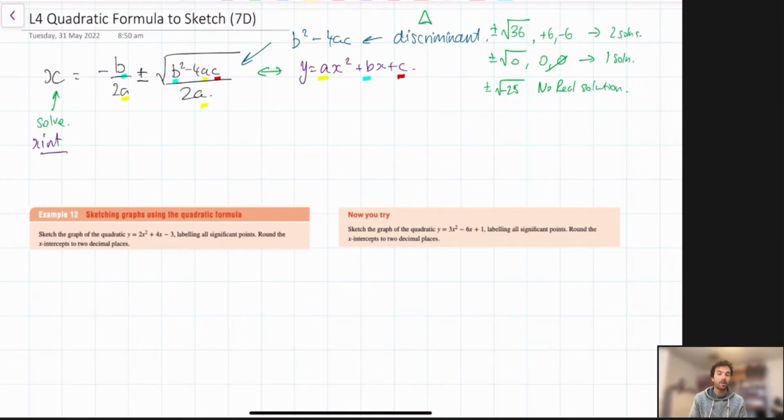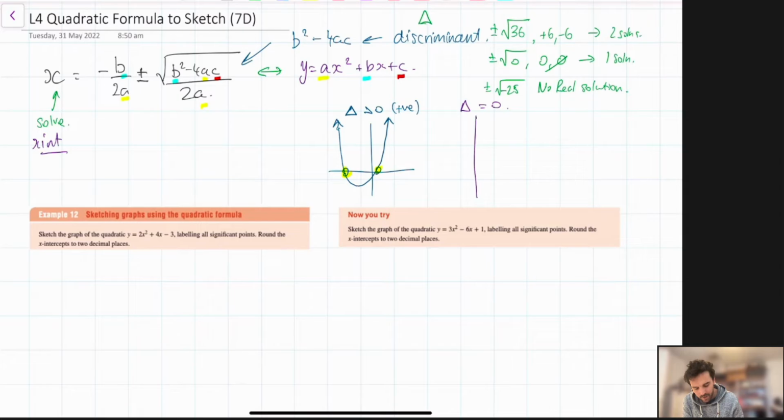Now, why is this important? Well, it actually tells us what each graph looks like. So I'll do a picture of this, and it's well worth putting this in the notes. If the discriminant is positive, then we're expecting to see a graph that will cut through and be two separate and distinct solutions, x-intercepts.